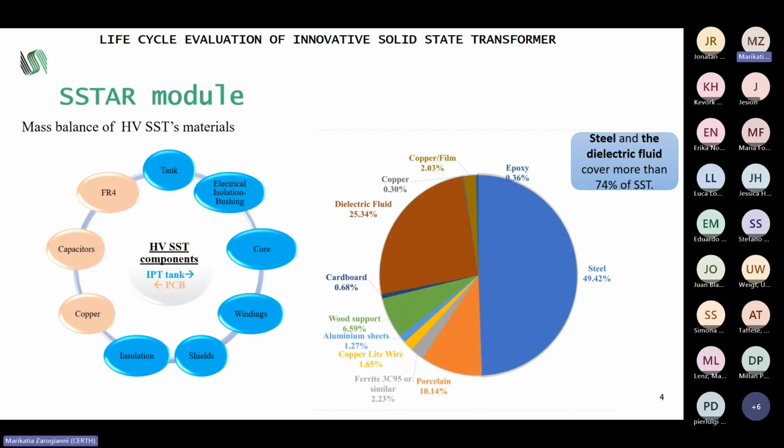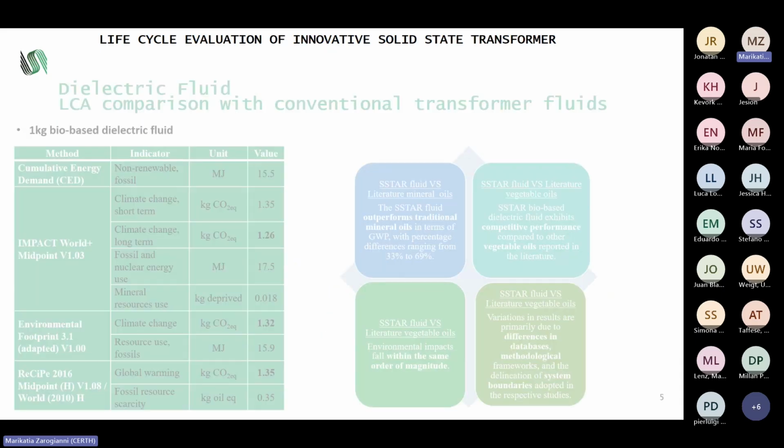It's worth mentioning here that our high voltage SST main components are the IPT tank and the PCB, which consist of individual parts. A tank, for example, an electrical isolation bushing, and windings are main components of the IPT tank, and are composed of different materials. Steel and electric fluid cover more than 74% of the SST.